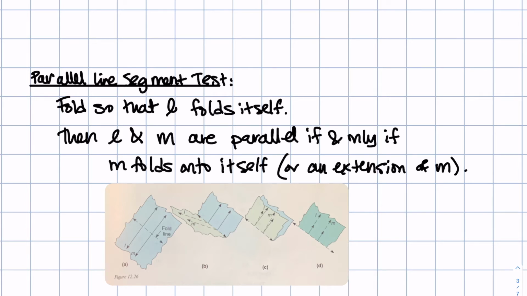But the parallel line segment test tells us whether or not two lines L and M are parallel. And basically, you take your two lines and you take your piece of paper and you fold it so that L folds onto itself. And then if M folds onto itself, then you know the two lines are parallel. If it doesn't, then you know that the two lines are not parallel. And it says M folds onto itself or an extension of M, meaning if you were to keep drawing M, it would fold onto itself.